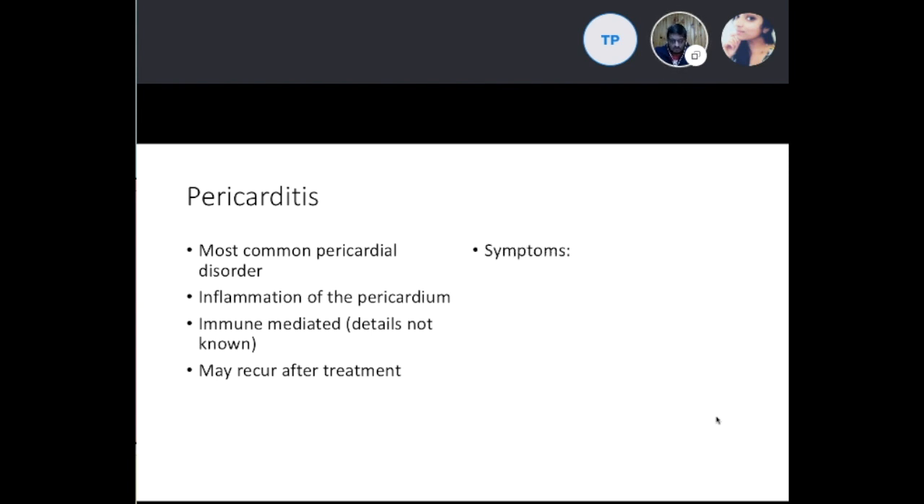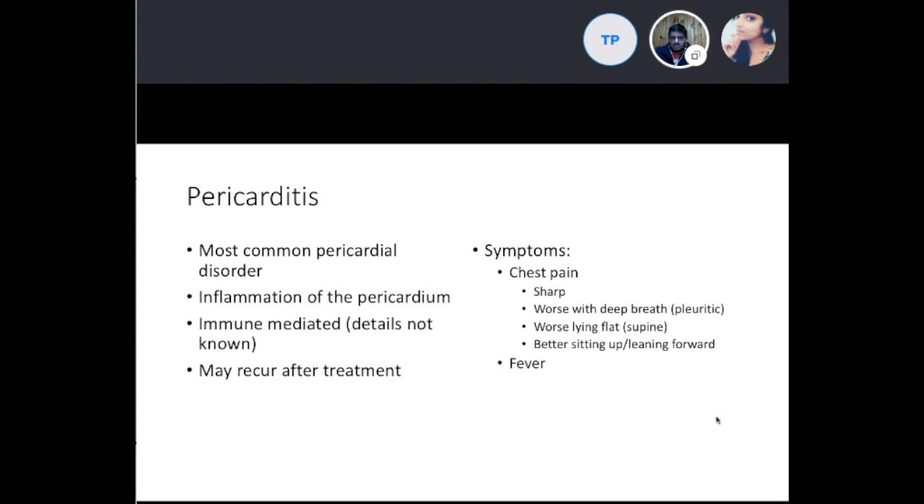So the clinical symptom that you will see with this is chest pain. Usually it's sharp chest pain that's worse with deep breaths, and it's worse with lying flat. So most of these patients will sit up or lean forward to counteract that pain because it feels better. You may see fever, leukocytosis, and an elevated ESR with these patients.